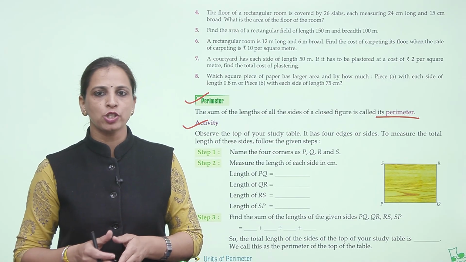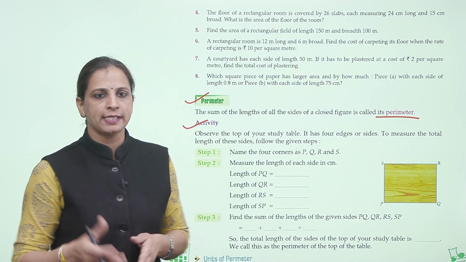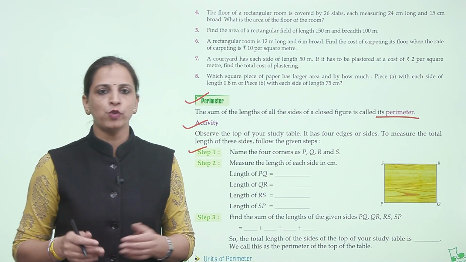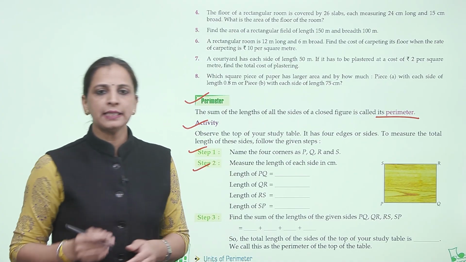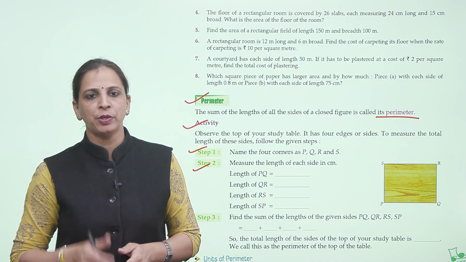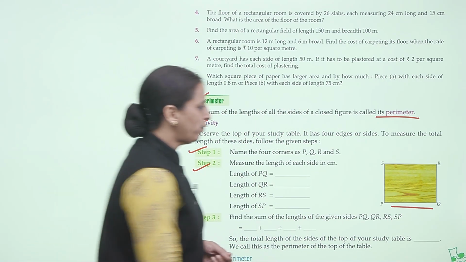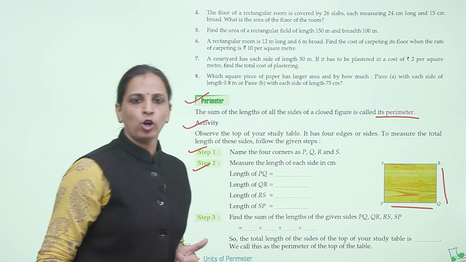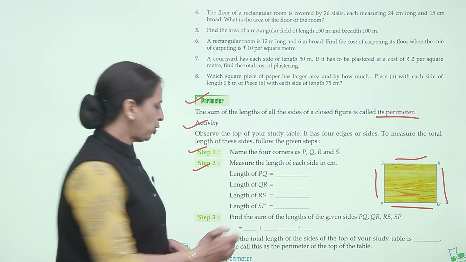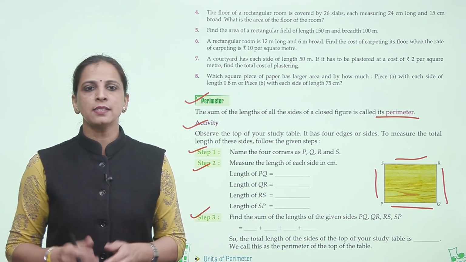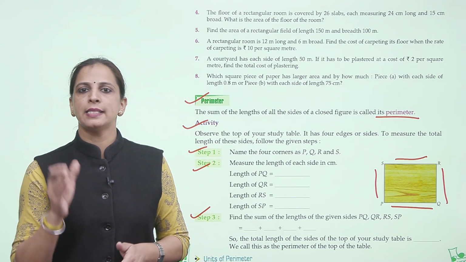It has 4 edges or sides. To measure the total length of these sides, follow the given steps. Step 1. Name the 4 corners P, Q, R and S. Step 2. Measure the length of each side in centimeter. Length of PQ, length of QR, length of RS and length of SP. Step 3. Find the sum of the lengths of the given sides PQ, QR, RS and SP.